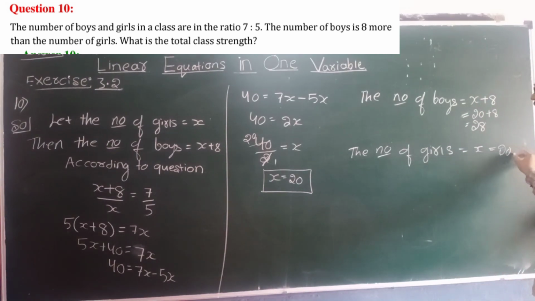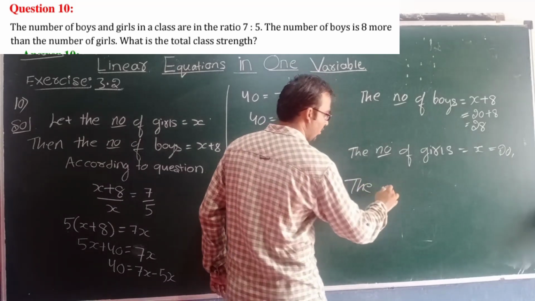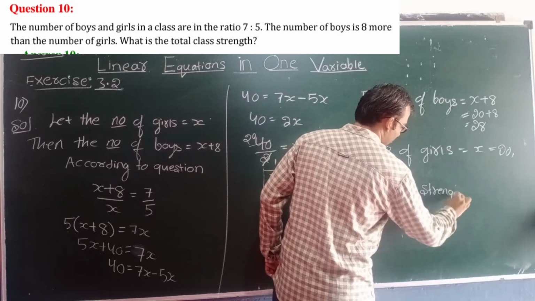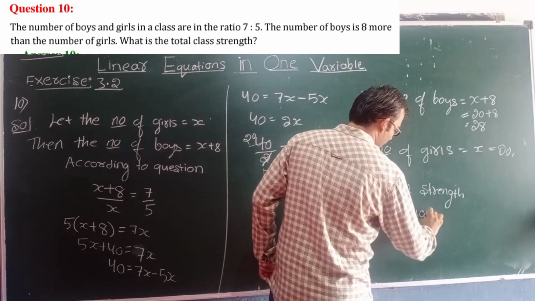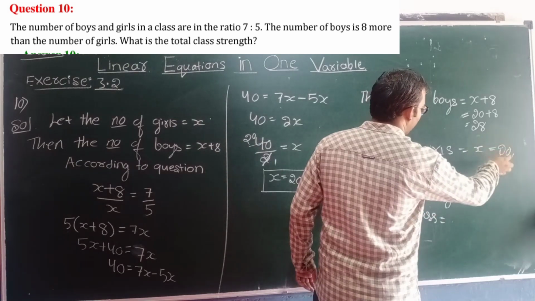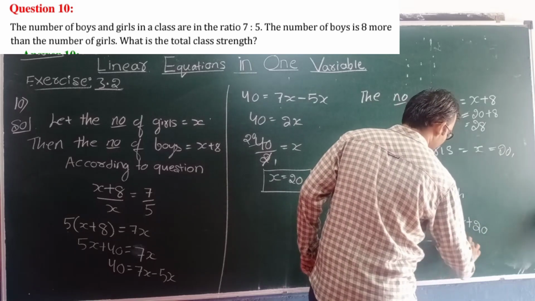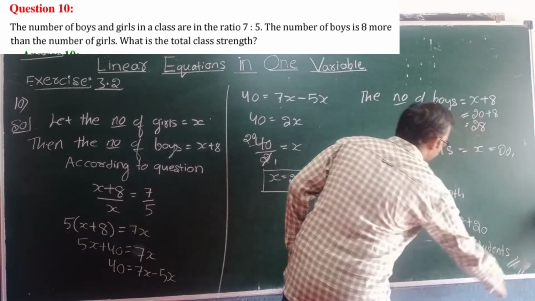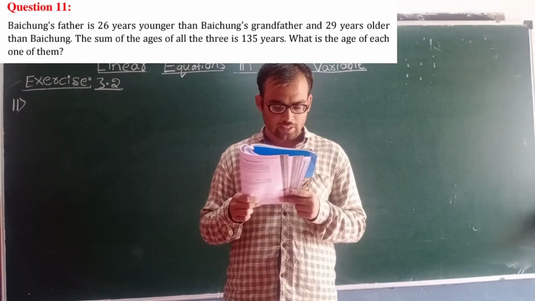So students, what have they asked us to find? They have asked to find the total class strength. Therefore the total strength of the class equals 28 + 20. So 28 + 20 is 48 students. What is the total strength of the class, students? The total strength of the class is 48 students. Let us look at the 11th question.